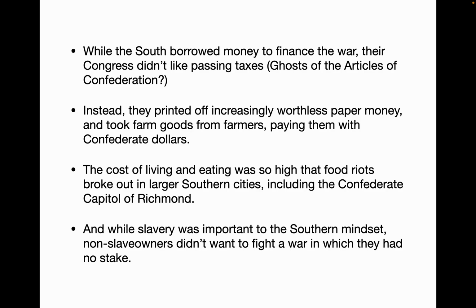Instead, they started to increase the amount of paper money that they printed off, which really by the end of the war was not even worth the paper it was printed on. It was worthless, more or less. And they paid farmers for their goods with these worthless Confederate dollars. And the cost of living and eating was so high that food riots actually broke out in a lot of the bigger southern cities, including Richmond, where Jefferson Davis lived.